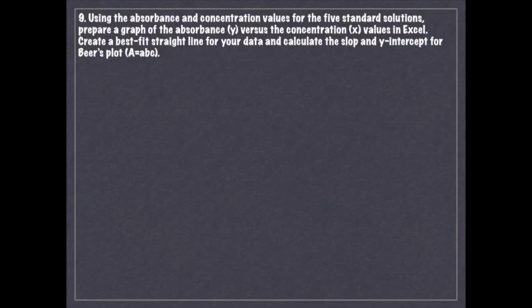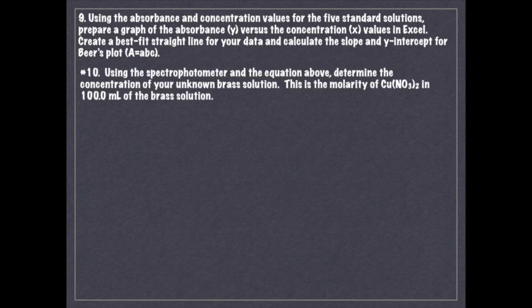Once you've measured all of the different absorbances for the different concentrations, then you're going to use the absorbance and concentration values, and you're going to create a graph in which absorbance is your y-axis and concentration is your x-axis. Okay? You're going to create a best fit line using Excel, and then you're going to calculate the slope and the y-intercept for Beer's plot.